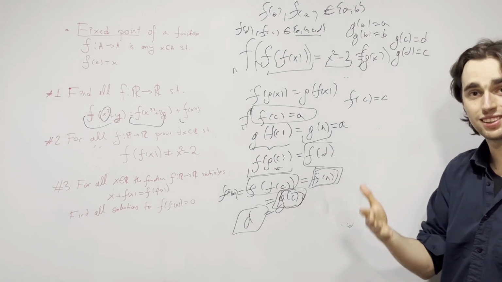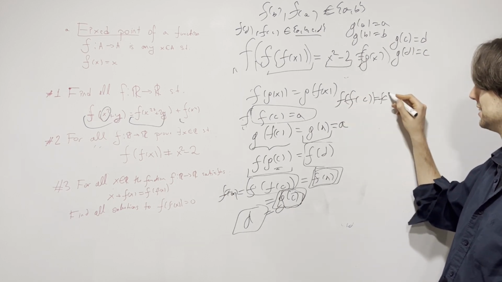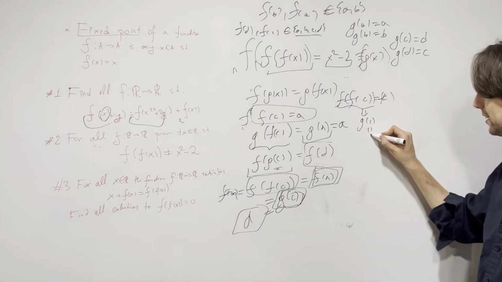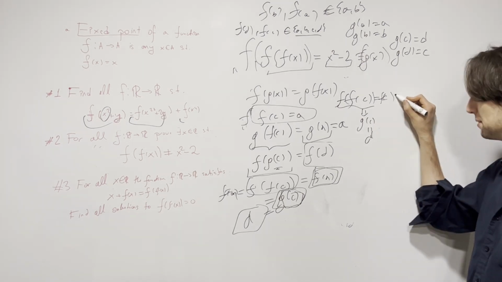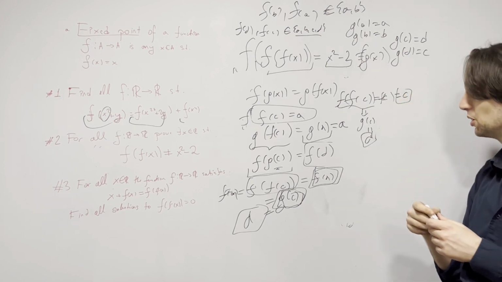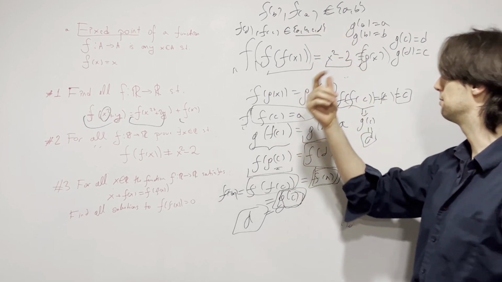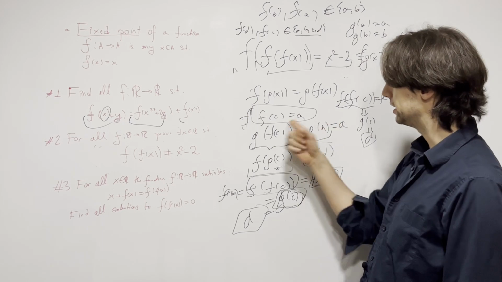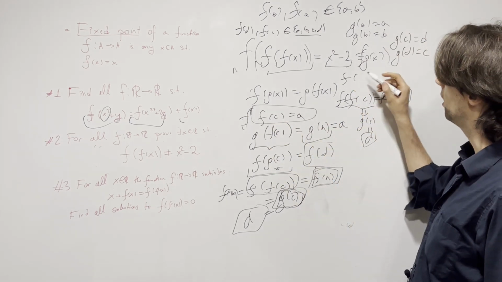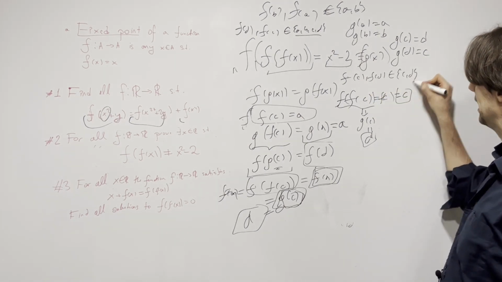Where's the contradiction? The answer is, if f of c is equal to c, then we f both sides, and we get this is equal to g of c, which is equal to d on one hand, but on the other hand, we have f of c is equal to c. So we have d is equal to c, which is a contradiction. So f of c and f of d cannot be a or b, so we have f of c and f of d need to be in c and d.